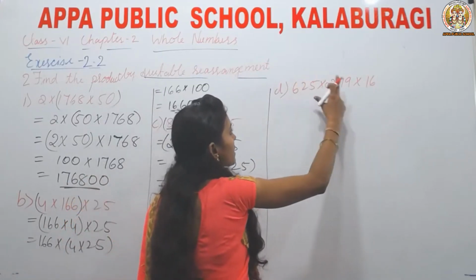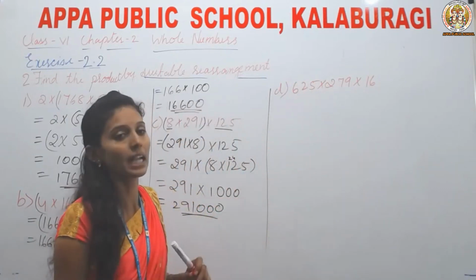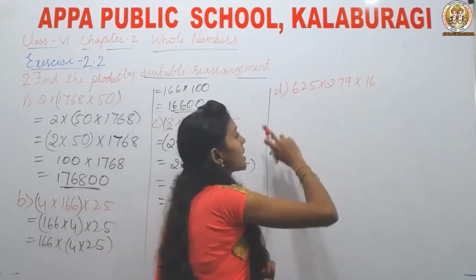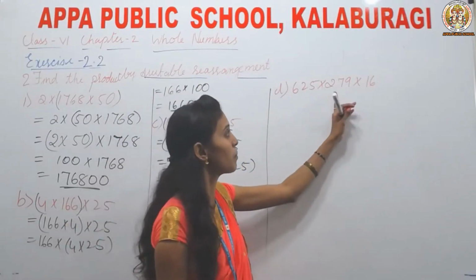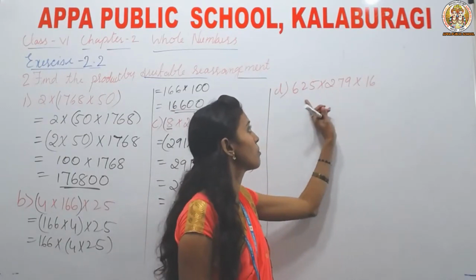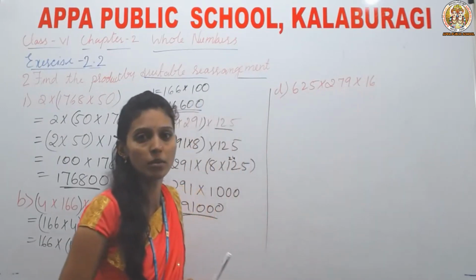8 will be carried. 16 2s are 32 plus 8 is 40. 4 will be carried. 16 6s are 96 plus 4 will be 100. So we'll get a very easy number rather than the product of these two numbers. Right? So therefore, let us multiply these two numbers together.